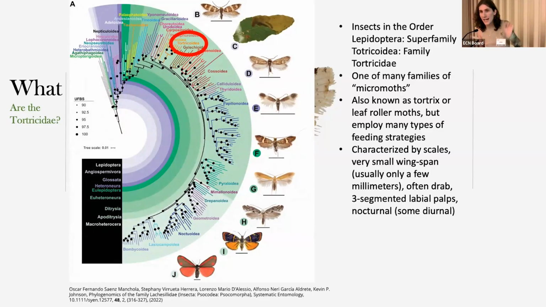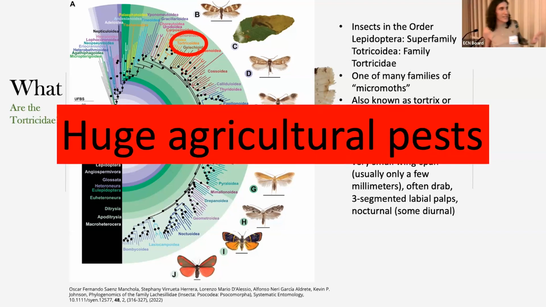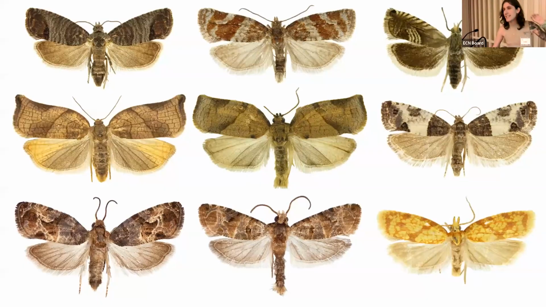Okay, Lauren, I get it, but where is the money? Show me where the money's at, right? You got me. They are huge agricultural pests. And not only are they huge agricultural pests, but there are already several species established in the US from the Asian and European regions of the world.